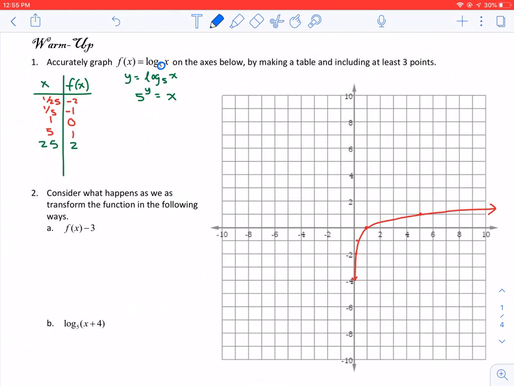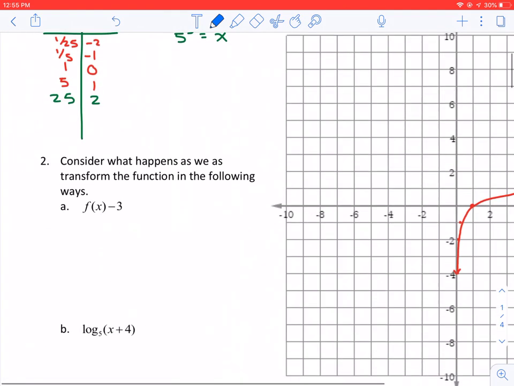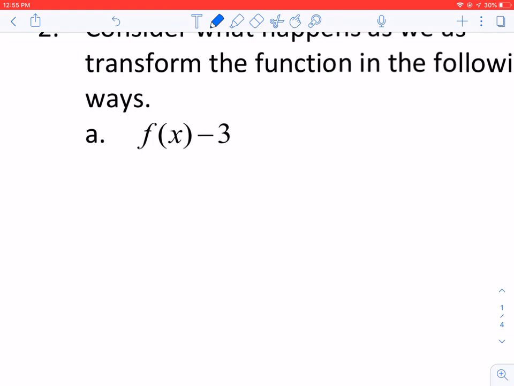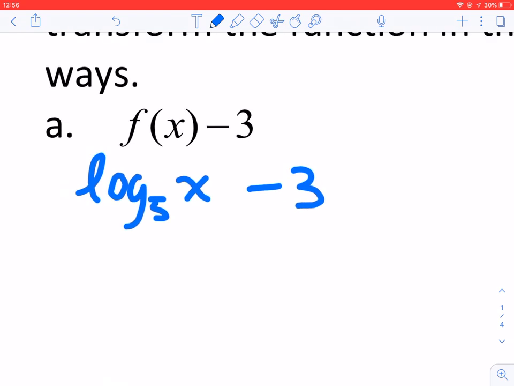And now let's just talk about some basic transformations like we always do. So f of x was log base 5 of x. All right, if I have f of x minus 3, that'll be log base 5 of x minus 3. All right, and it's good practice to put the argument, right, that's what we're taking the log of, in parentheses, just so we know it's not log base 5 of x, minus 3 in parentheses like that.